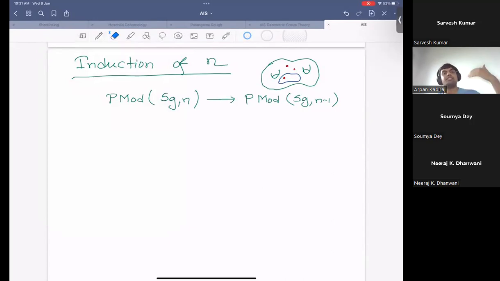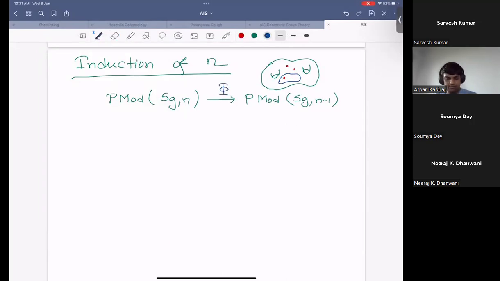So this map, which takes a homeomorphism of a surface with n punctures to a surface with n minus 1 punctures, has something in the kernel. There are some curves which become trivial under the map. Okay. And so there is a well-defined homomorphism here.